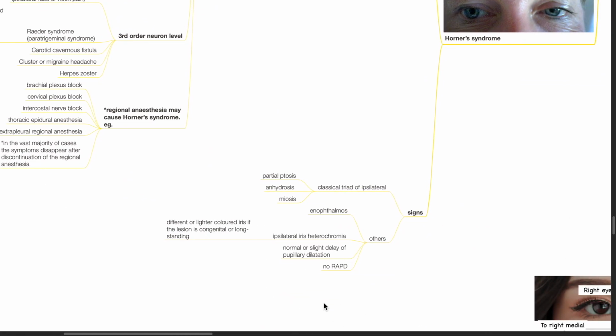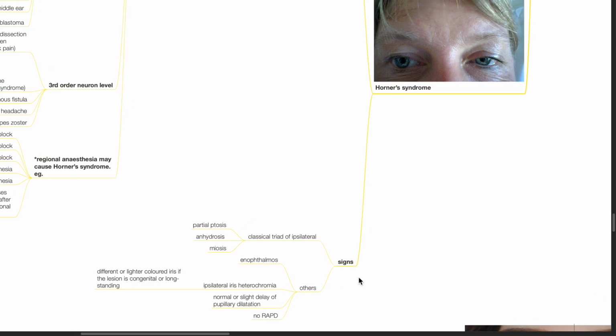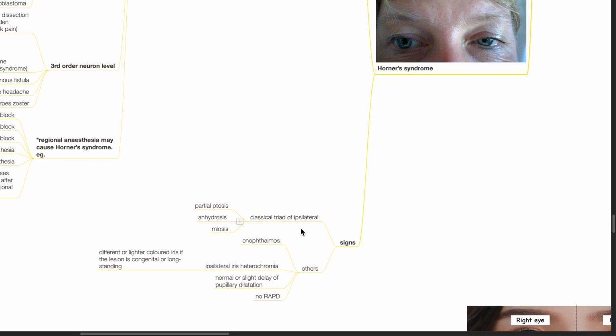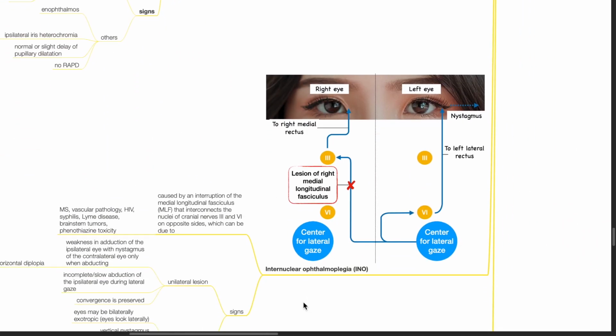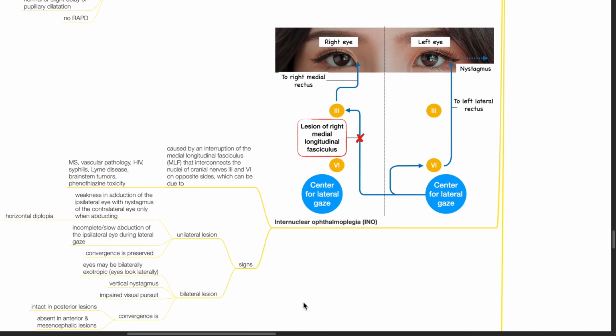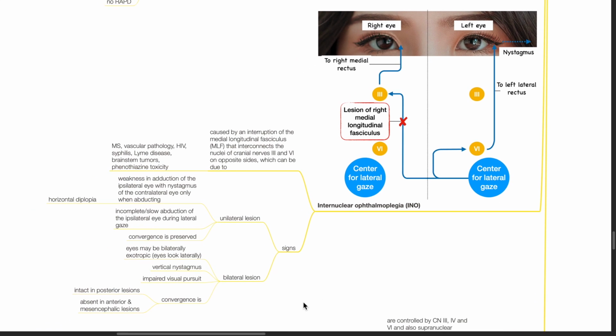Signs of Horner syndrome include the classical triad of ipsilateral partial ptosis, anhidrosis, and miosis. Other signs include anophthalmos, ipsilateral iris heterochromia, which is a different or lighter colored iris if the lesion is congenital or long-standing, and normal or slightly delayed pupillary dilation. There is no RAPD.